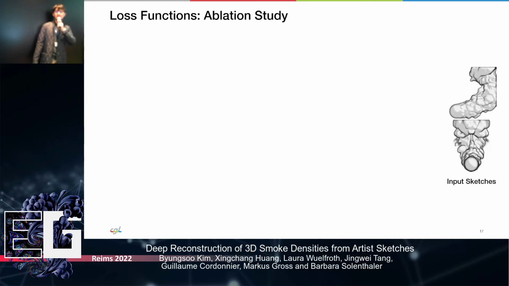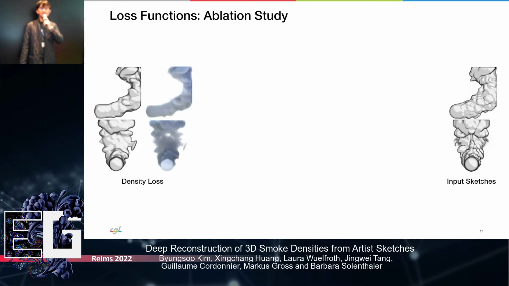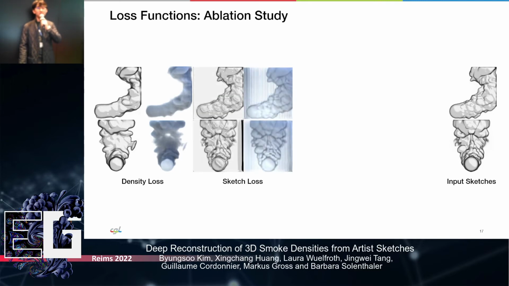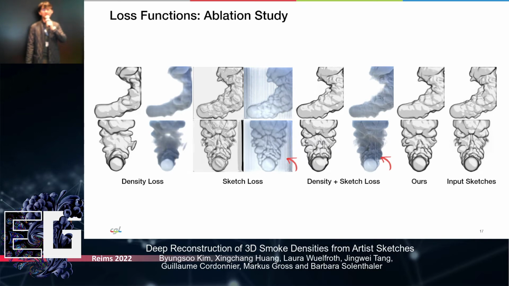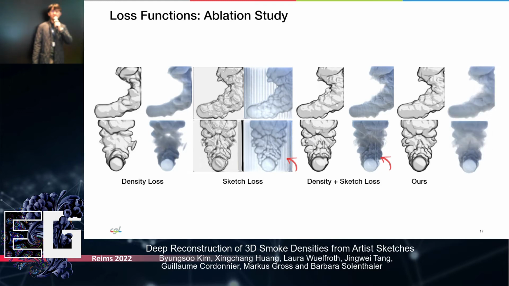So we evaluate the impact of different loss functions and illustrate the results. Baseline is only with the density loss. We see there is no detail preserved. And if we use only sketch loss, we see a very detailed result, but at the cost of depth ambiguity. And if we use both density and sketch losses, the result looks good at sketches, but there are still some artifacts in the depth axis. And finally, when depth variation loss is added, our result looks quite close to the input sketches while reconstructing plausible volumes.